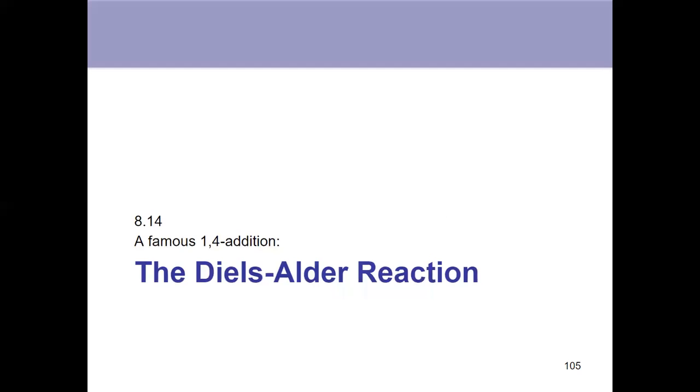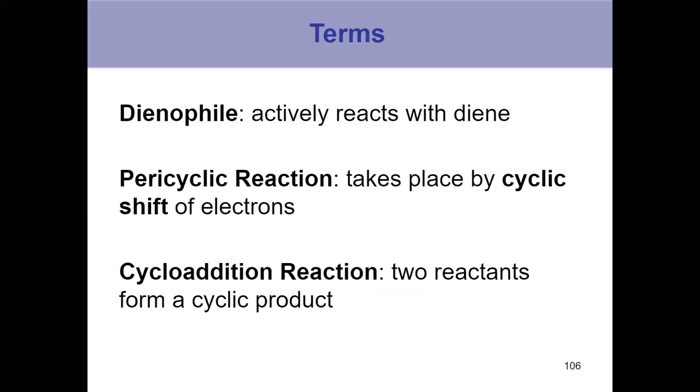And the 1950 Nobel Prize came from the Diels-Alder reaction. But before we can talk about the reaction, we need some vocabulary to get us there. As I mentioned, this reaction deals with dienes, and those dienes like to react with a dienophile. A dienophile is something that actively reacts with a diene. You can kind of get it right from the name: diene and phile, to love.